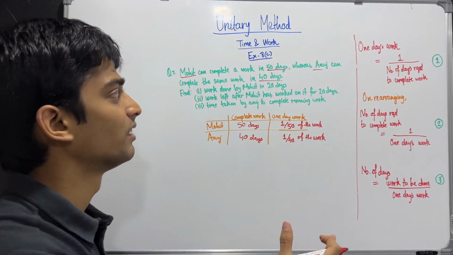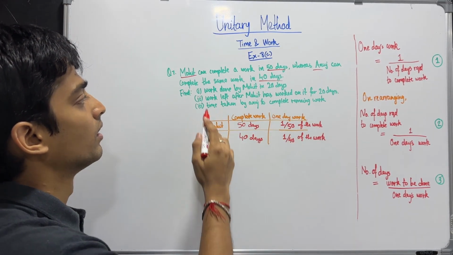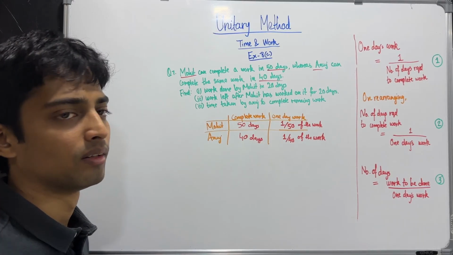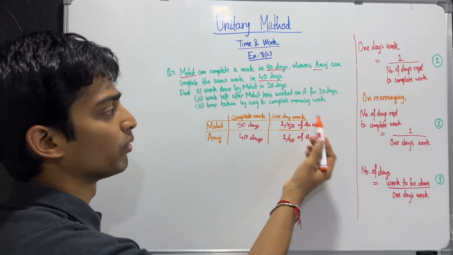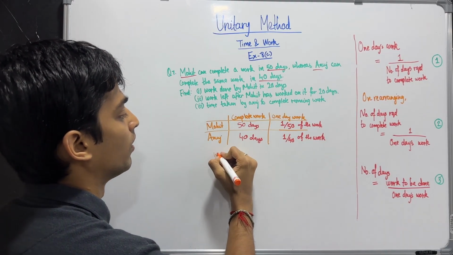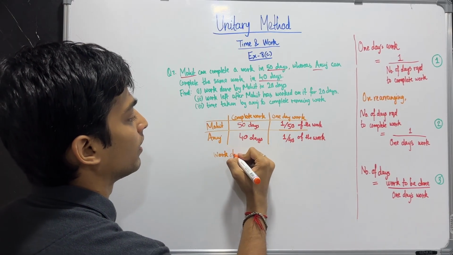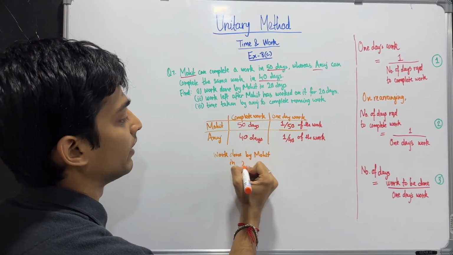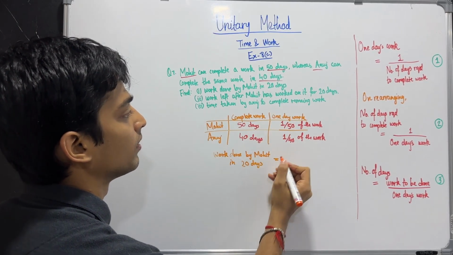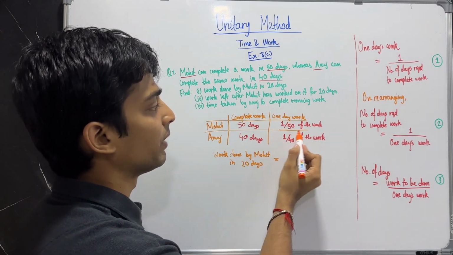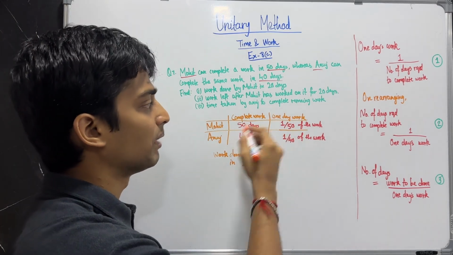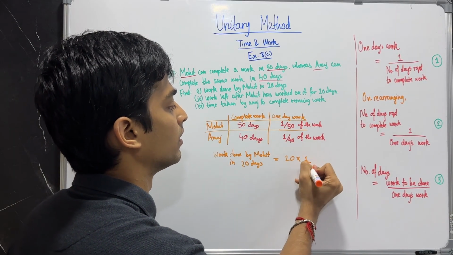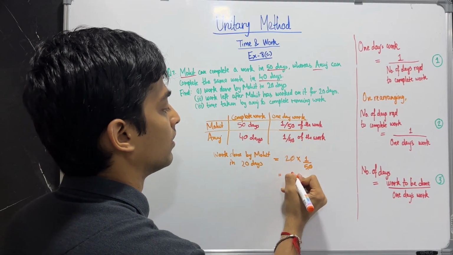Now we have this table, we can easily solve. Let's read the first one. Work done by Mohit in 20 days. First, let's find in 1 day. We already know in 1 day he completes 1 upon 50 work. So work done by Mohit in 20 days will be, if in 1 day he is completing this much work, in 20 days it will be 20 multiplied by 1 by 50. So 20 multiplied by 1 upon 50, which will be 2 upon 5.